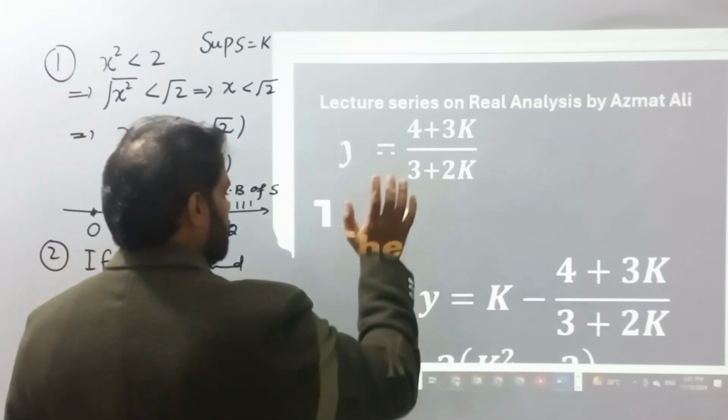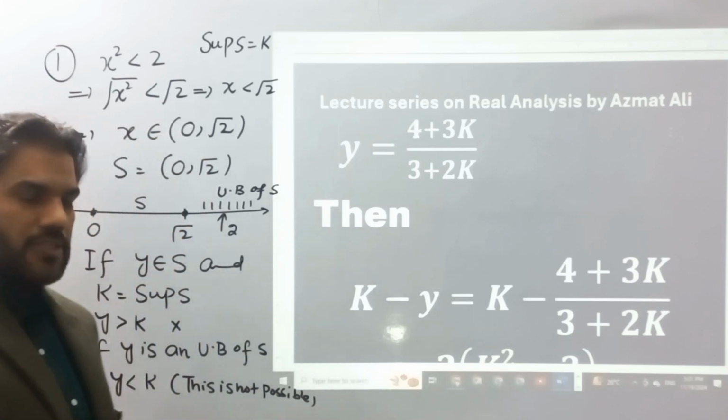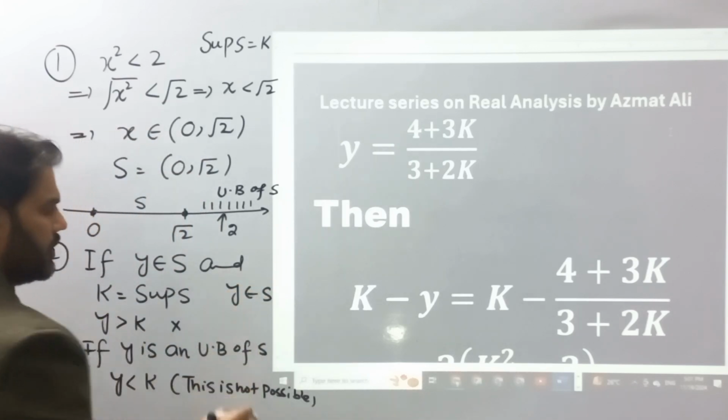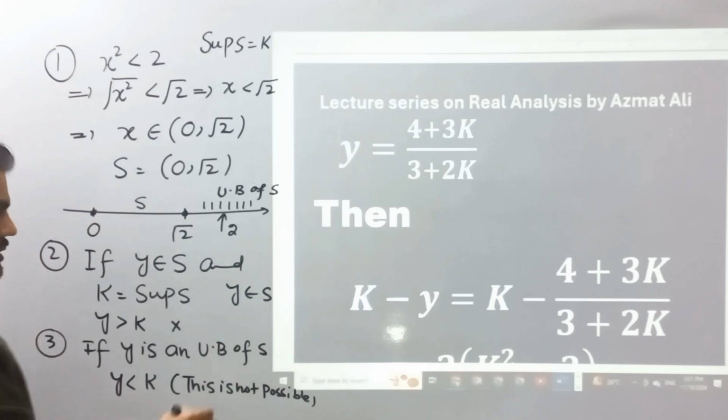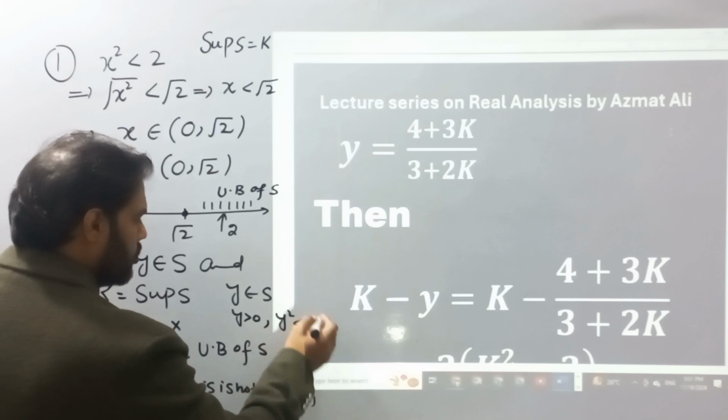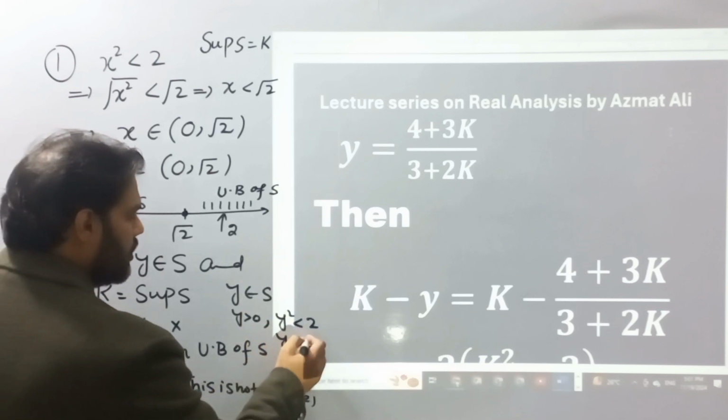So y is positive here. Next I will show that if y belongs to set S, the following conditions should be satisfied: y should be positive, y square less than 2, and y should be rational.